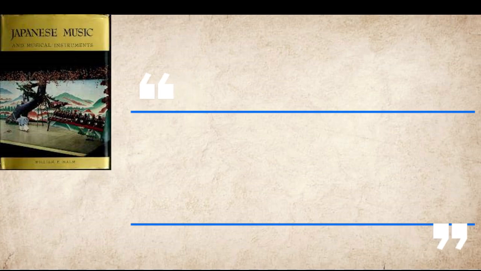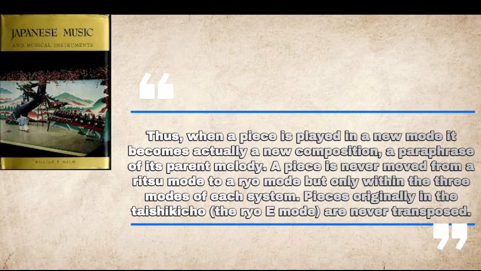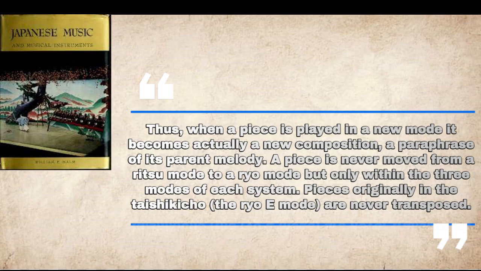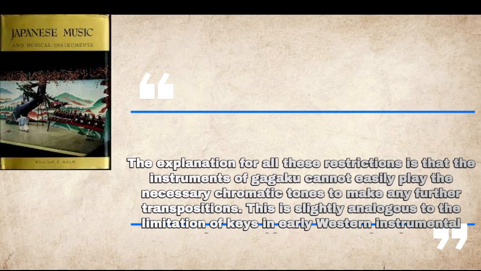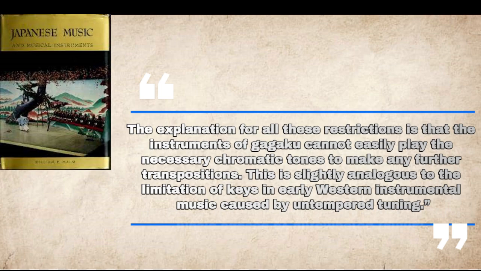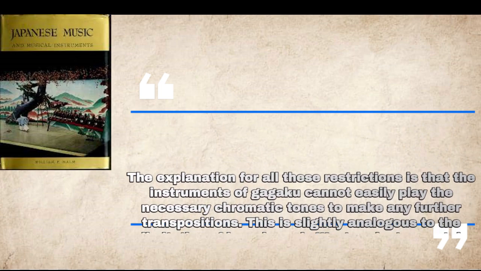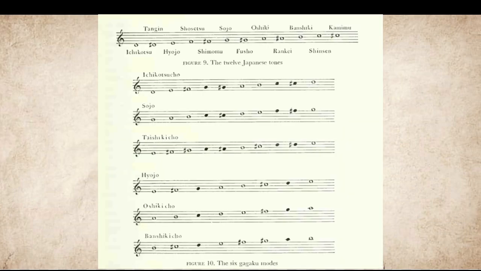Thus, when a piece is played in a new mode, it becomes actually a new composition, a paraphrase of its parent melody. A piece is never moved from a Ritsu mode to a Ryo mode, but only within the 3 modes of each system. Pieces originally in the Taishikicho, the Ryo-I mode, are never transposed. The explanation for all these restrictions is that the instruments of Gagaku cannot easily play the necessary chromatic tones to make any further transpositions. This is slightly analogous to the limitations of keys in early Western instrumental music caused by untempered tuning." Let's listen to each scale played on the Hitoyogiri.